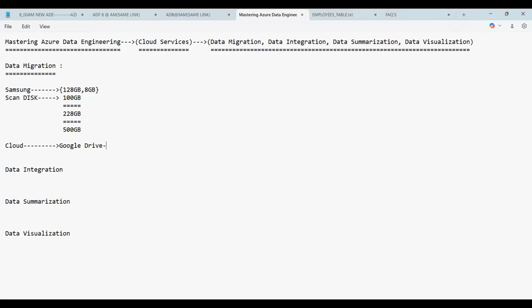Now, Google Drive has only a default 15 GB. That means 15 GB is free for storing purposes, but it does not mean that you can store only 15 GB. You can store up to whatever limit you want. But 15 GB is only the free memory you have.